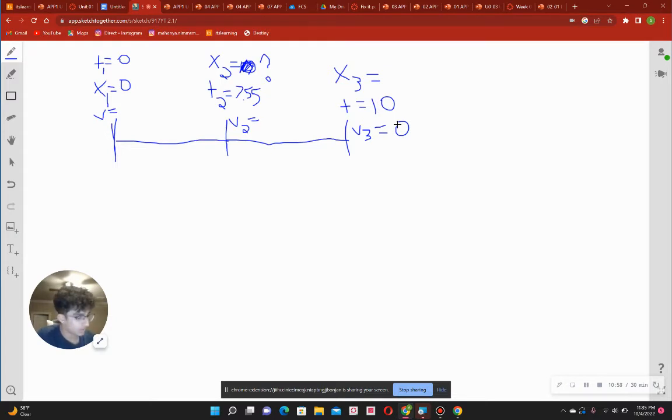And then for the ones in between, we can do delta x of 1 to 2, or you don't have to write that. We don't know it. That's what we're looking for here. Since this is 0, it will be the same as this value, which is what we're trying to solve for. We know that time is 7.55.